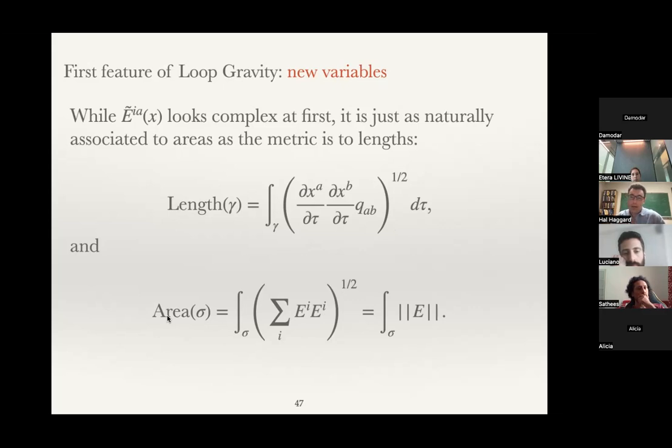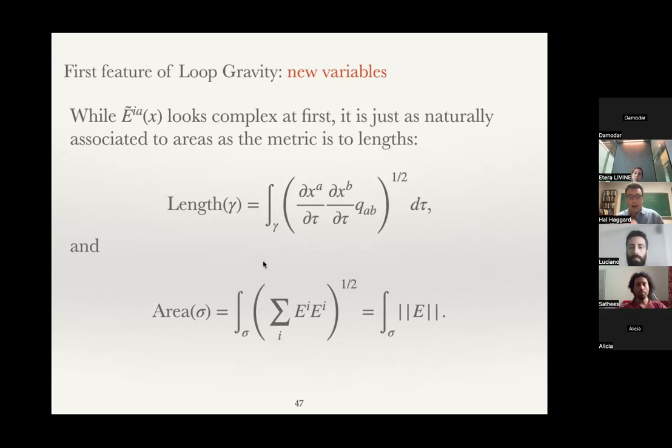So somehow the metric most naturally allows you to compute lengths. The Ashtekar electric field most naturally allows you to compute areas. And partly motivated by this dimensional analysis I was just taking you through, this is one of the reasons I'm really interested in this variable. It's kind of naturally computing the areas of general relativity.